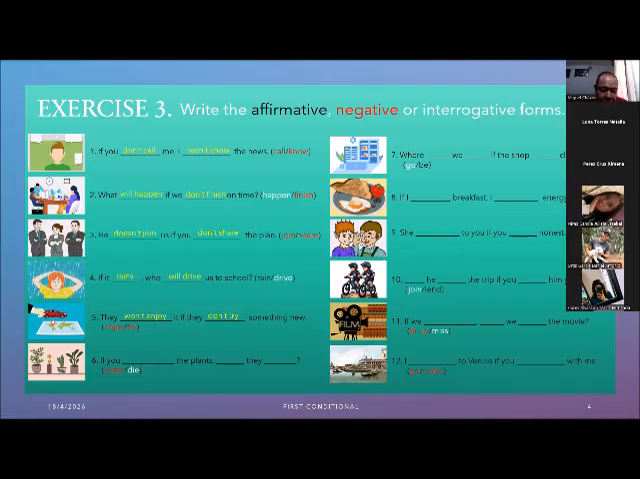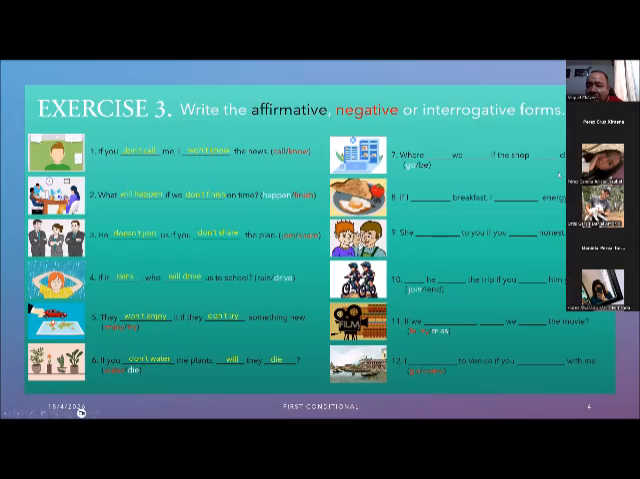Six. If you don't water the plants, will they die? Exactly. Will they die? If you don't water the plants, will they die? Yes. Thanks a lot. Okay. Another volunteer for number 7. Yes, Daniela. Where will we go if the shop is closed? Exactly. Thanks a lot for your help. Number 8, please.